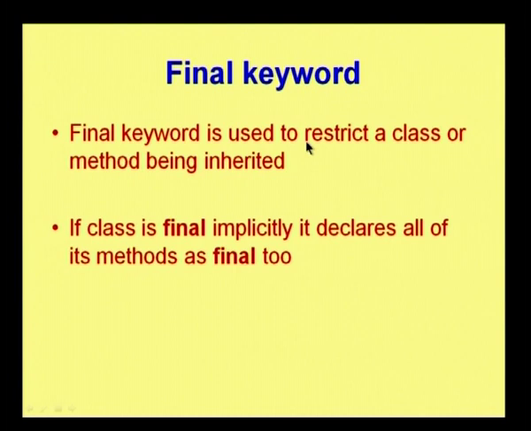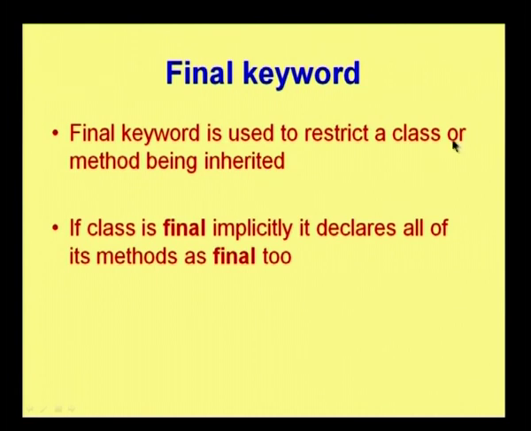Next, we will see what is the use of the final keyword. Already we have discussed what final is. It means a constant variable which cannot be changed. Similarly, in case of inheritance also we can use the final keyword. The final keyword is used to restrict a class or method from being inherited. If a class is final, implicitly it declares all of its methods as final too. Whenever I declare a method to be final, it means that nobody can inherit that particular method. It means the definition is clearly given and it cannot be changed. It is final, it is a constant one.